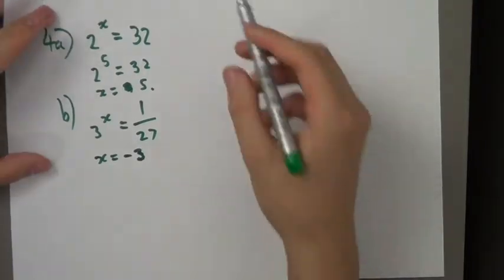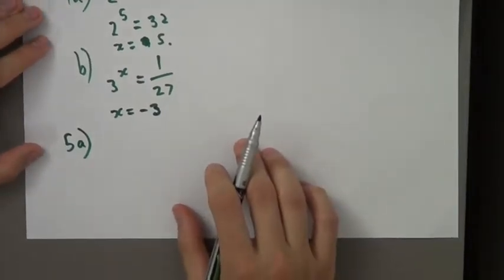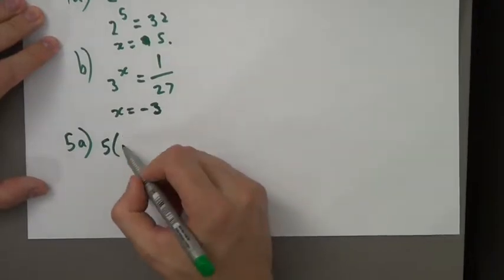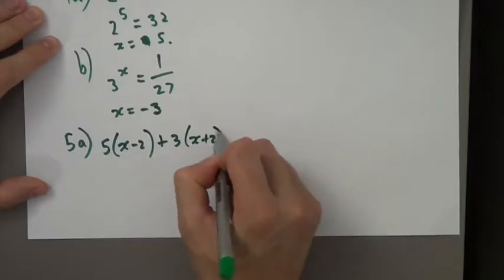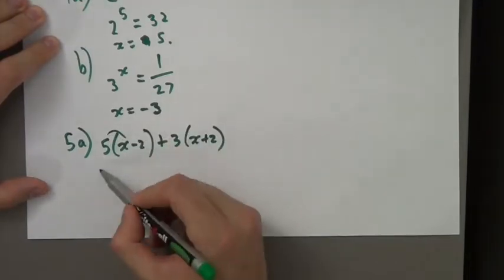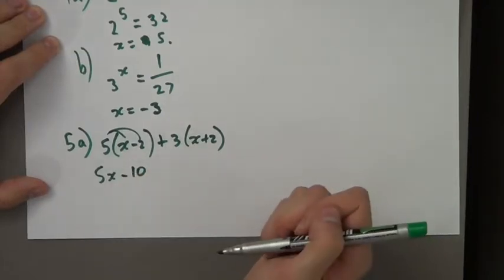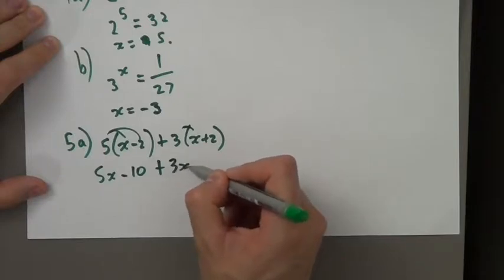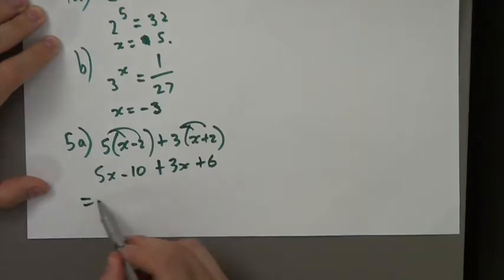Right, let's do the next set of questions. So 5a. It says, expand each expression and simplify if possible. So this is the expression for 5a. Right, so how do we expand brackets? We follow this rule. 5 times x gives us 5x, minus 10, because minus 2 times 5 is minus 10, plus 3 times x gives us 3x, plus 3 times 2 is 6, plus 6.